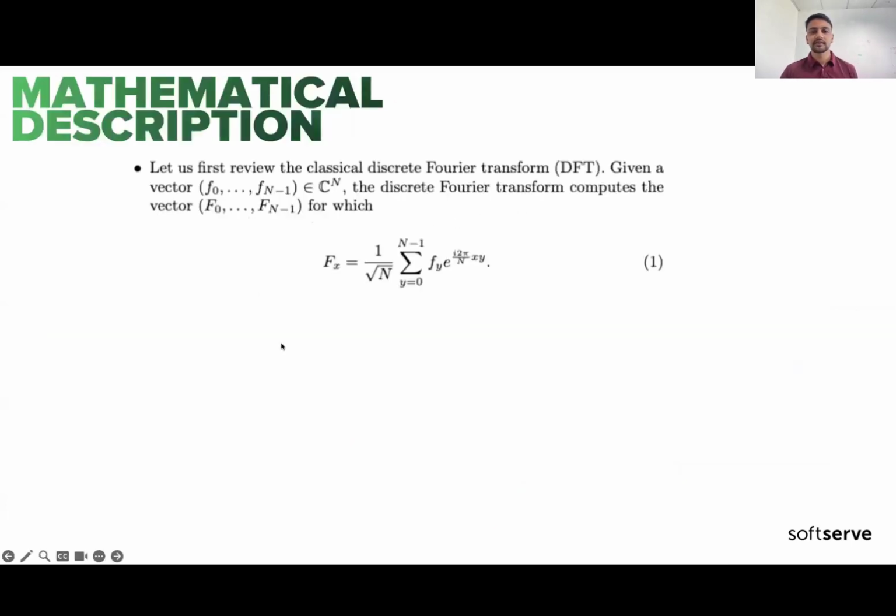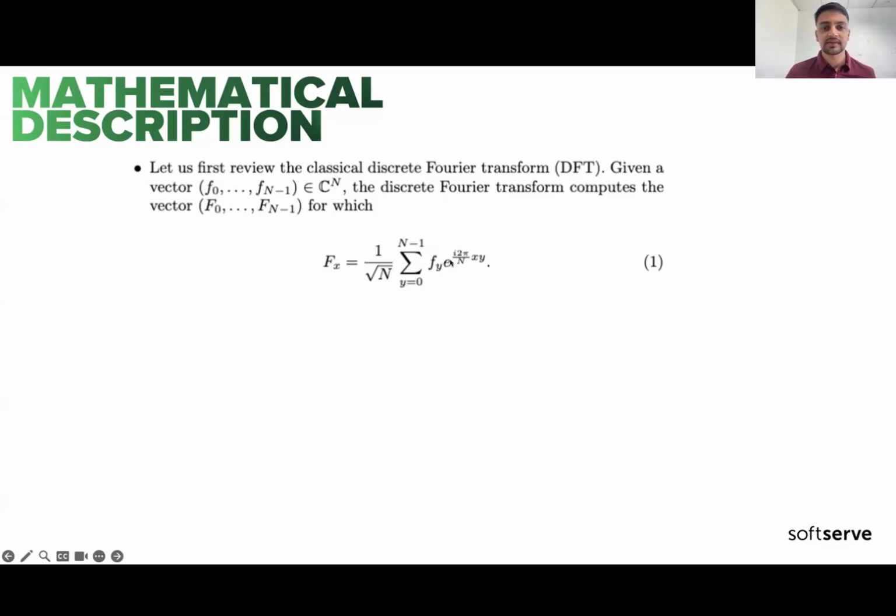So the mathematical description of this: the classical discrete Fourier transform looks something like this. You have some vector f, some function small f, that has essentially n amplitudes, f0 all the way to fn minus 1, and these are complex numbers. So basically what the discrete Fourier transform does is convert this from the real space, which is the vector f, to the momentum space or the reciprocal space.